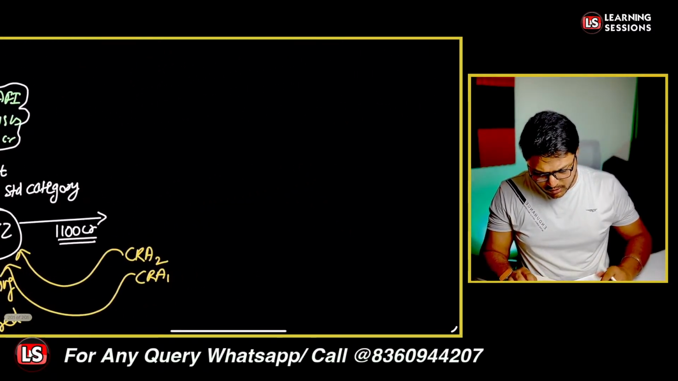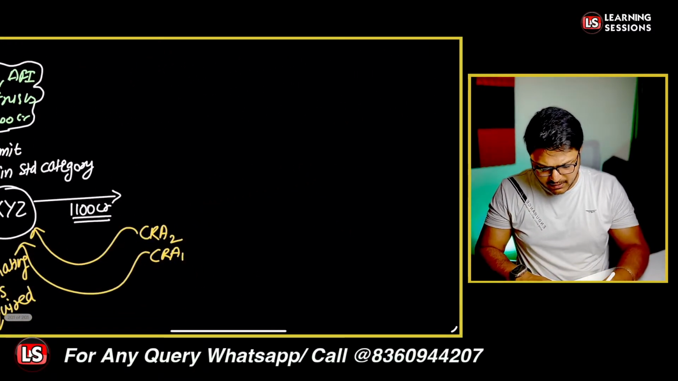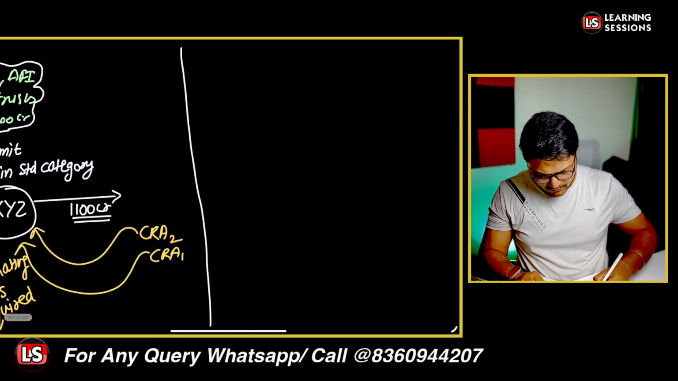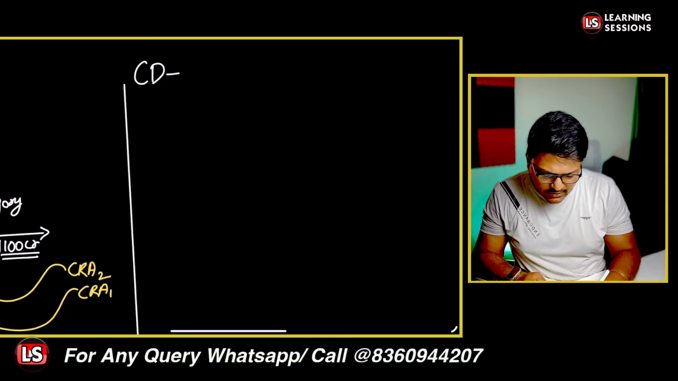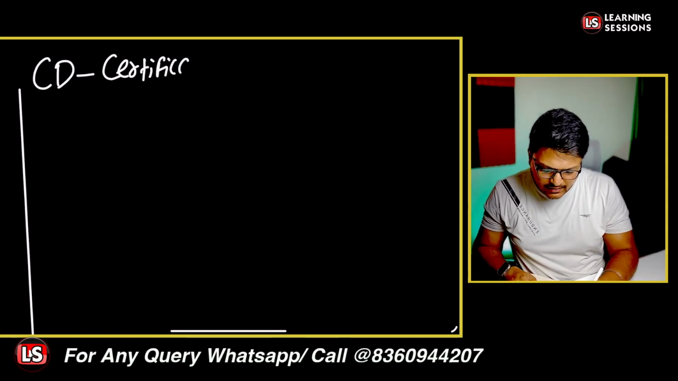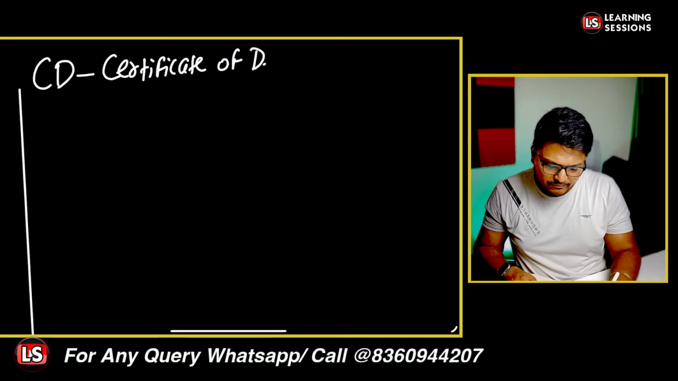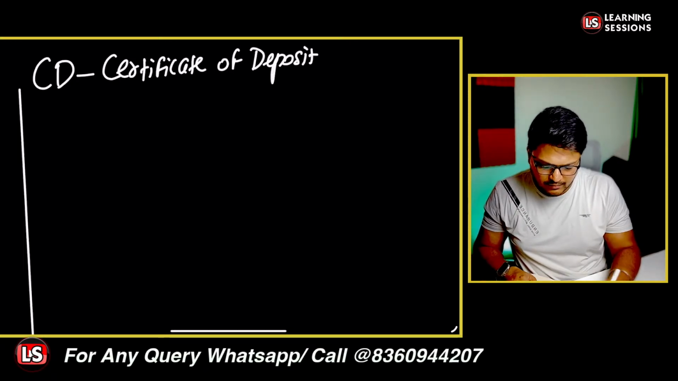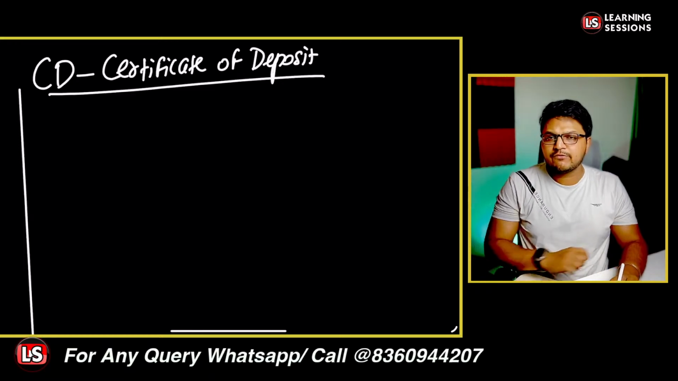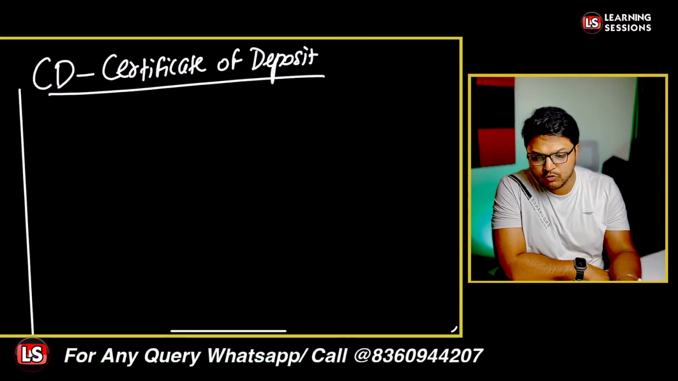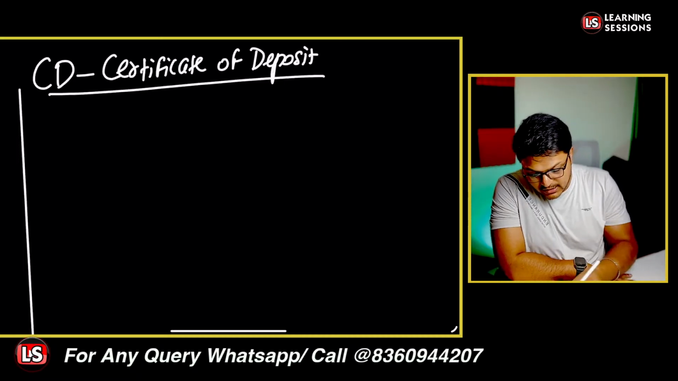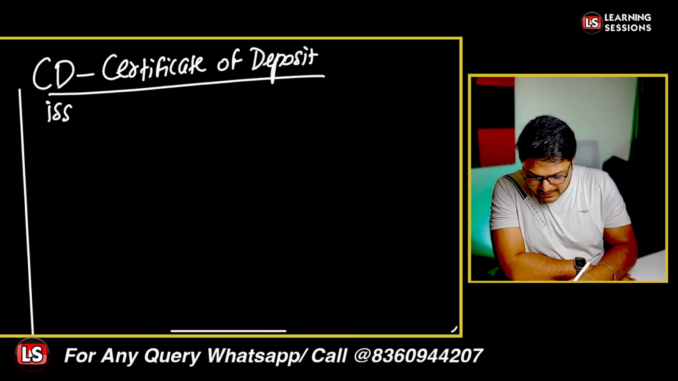Now after that, we are going to learn about the other instrument of the money market, that's related to the certificate of deposits. If we simply say it to be the CD, that is certificate of deposit, right? Now, what is a certificate of deposit? It's a short-term security with a fixed maturity, which is issued by a bank, right? That's the first point. It is issued by a bank.